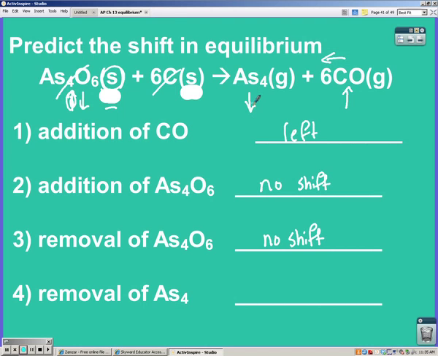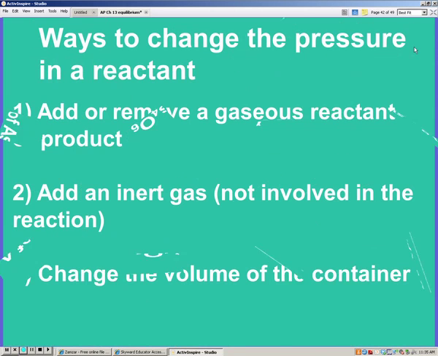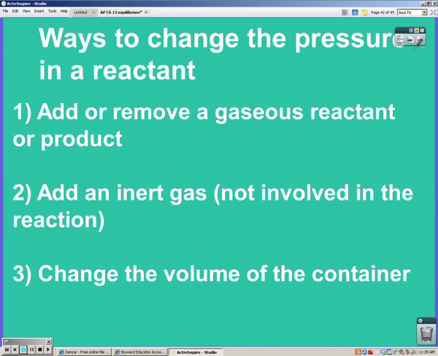If I remove As4, I'm going to want to make that As4 back up, so I shift to the right to reestablish equilibrium. So when I remove something, it shifts in the direction of that removal. When you add something, it shifts in the opposite direction.